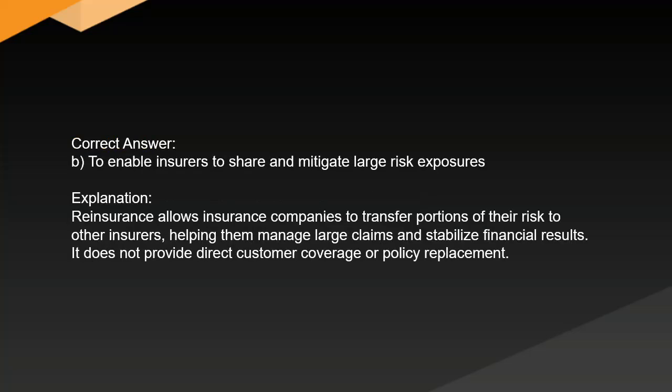Correct answer: B. To enable insurers to share and mitigate large risk exposures. Explanation: Reinsurance allows insurance companies to transfer portions of their risk to other insurers, helping them manage large claims and stabilize financial results. It does not provide direct customer coverage or policy replacement.